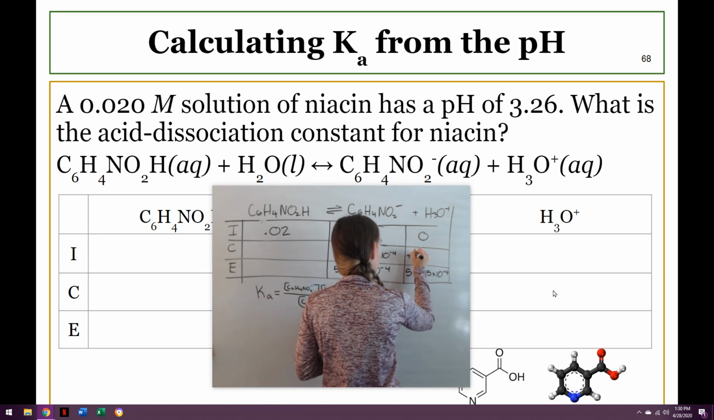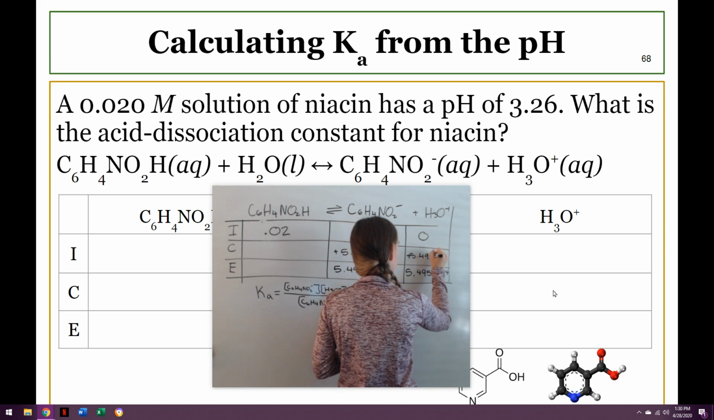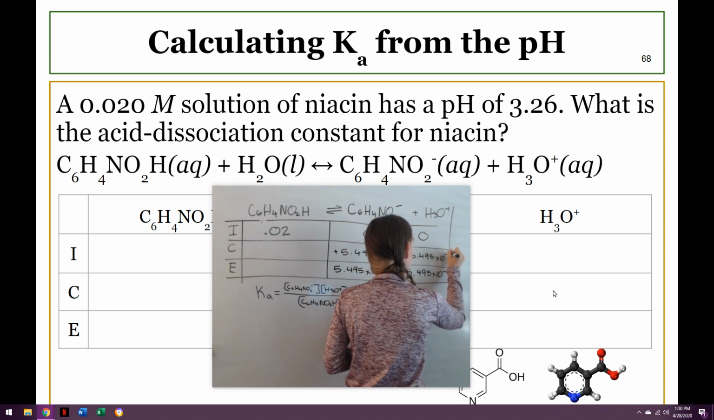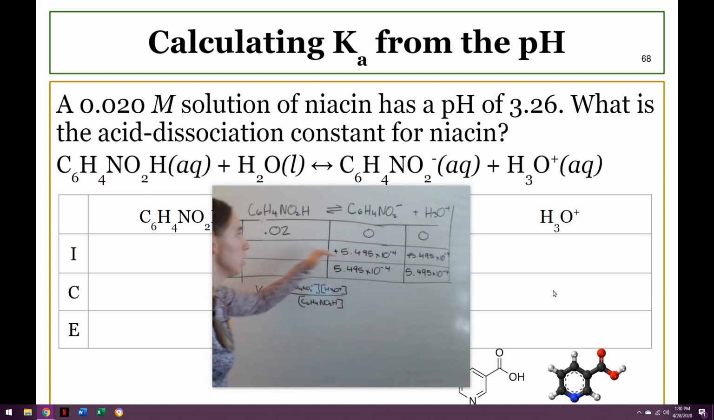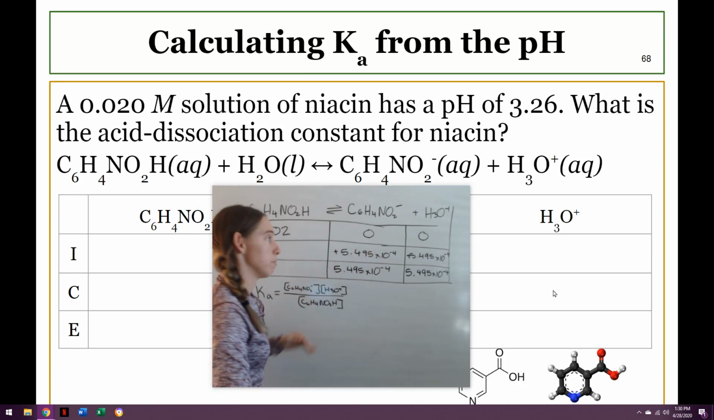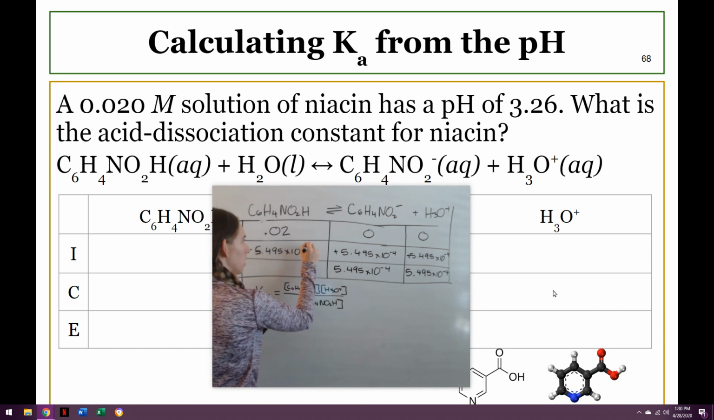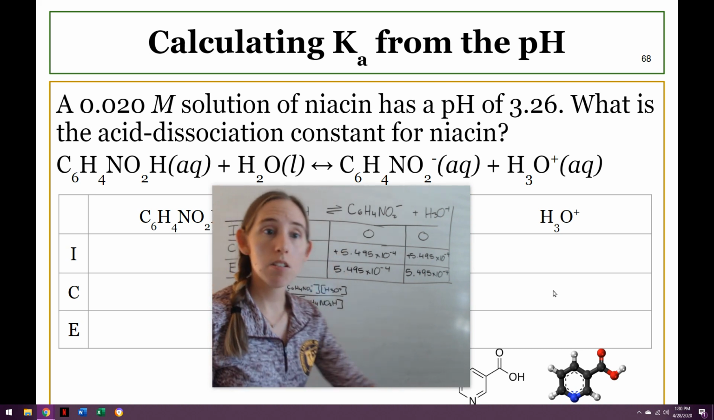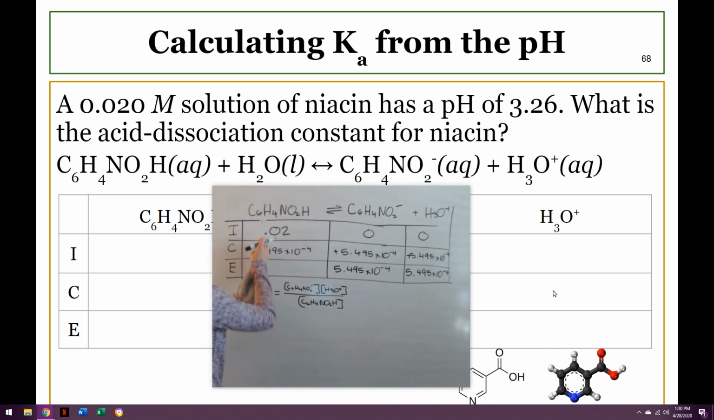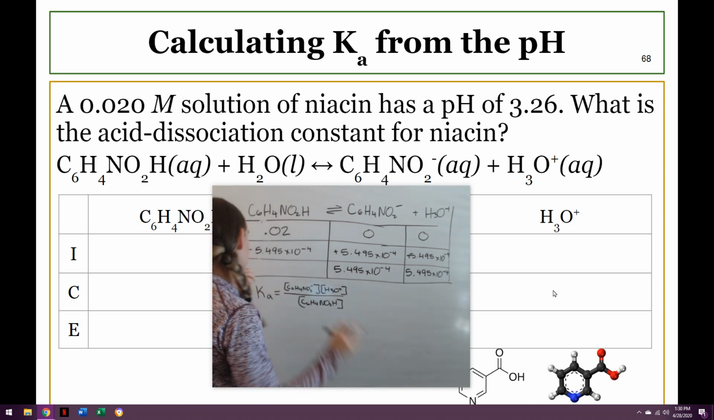It added 5.495 times 10 to the negative 4, which then means your change row needs to all be the same value. On the reactant side, they're decreasing by this much, 5.495 times 10 to the negative 4. And we are increasing by that much on the product side. That is then how we can find our equilibrium concentration.